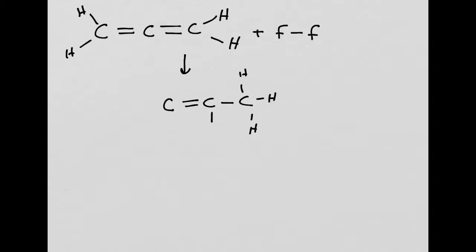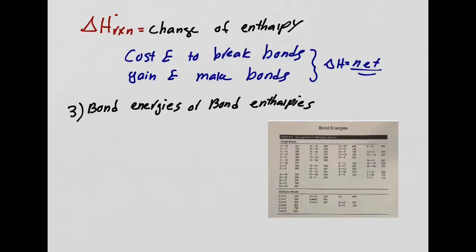And there is an F, and then H and H. Okay? Now, to figure out delta H of the reaction using bond energies or bond enthalpies, here's what you have to do. You have to do broken minus made. Broken minus made to estimate the delta H of the reaction.